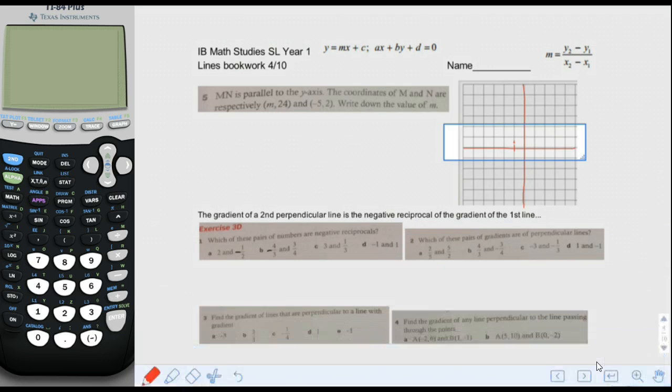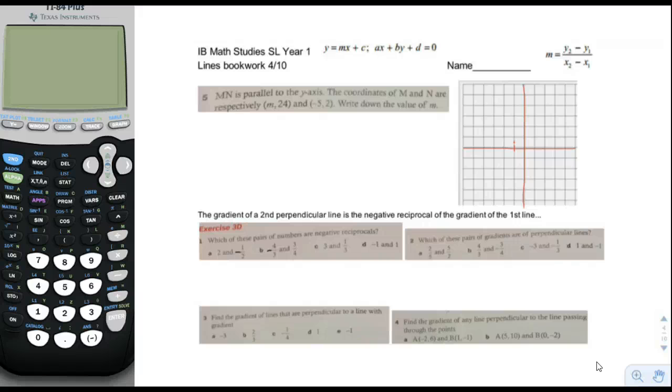And then (M, 24) would be about here, somewhere along here. And we know that MN is parallel to the y-axis. Well, parallel to the y-axis would be like that. So if we know that one of the points is here, the other point has to be somewhere on here. And if we know that we want one of the points to be 24, the other point is there. Okay, so one of the points is (-5, 2), and the other point is (-5, 24).